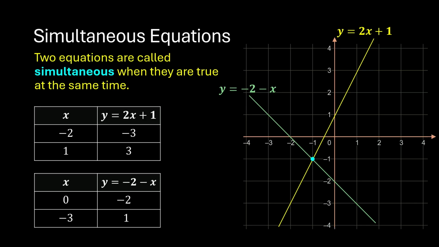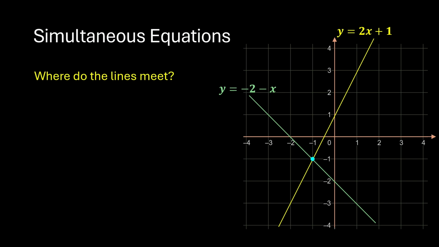These two lines intersect at a single point. Let's find the value of this point in order to solve these two equations graphically. So where do the lines meet? When x equals minus 1 and when y equals minus 1 also. So they meet at the point minus 1, minus 1.